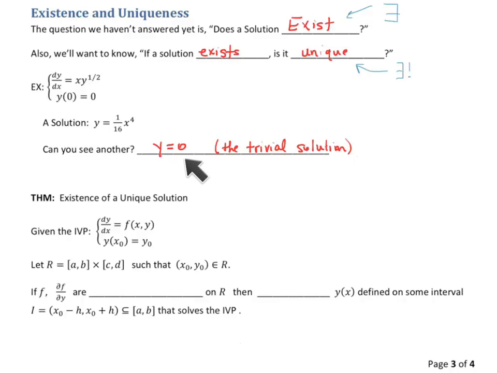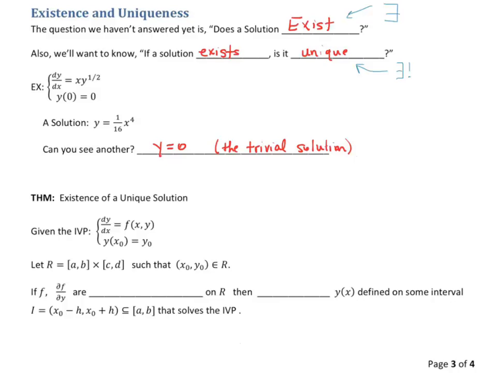Now, since it's a function, you can take its derivative. The derivative of a constant function is equal to 0. So over here on the left-hand side would be 0. And then if you plug in 0 for this function y, you get 0 is equal to x times the square root of 0, which means 0 equals 0, so it works. And it also satisfies the initial condition. So we have a problem here where there are two completely independent solutions.